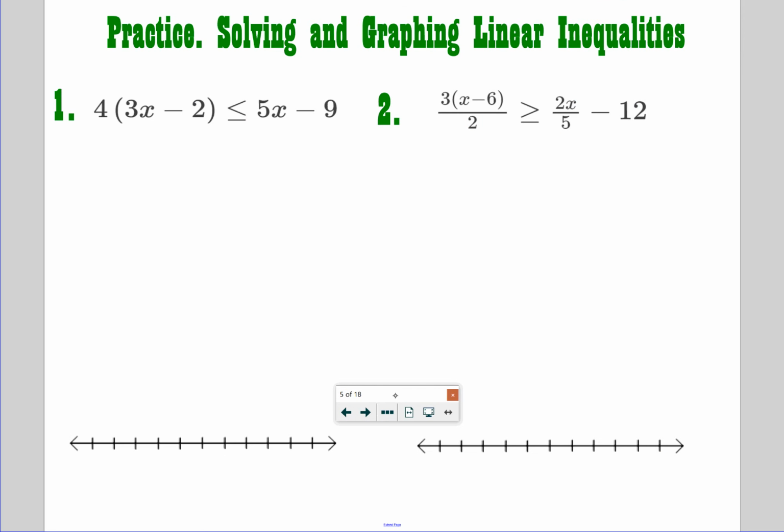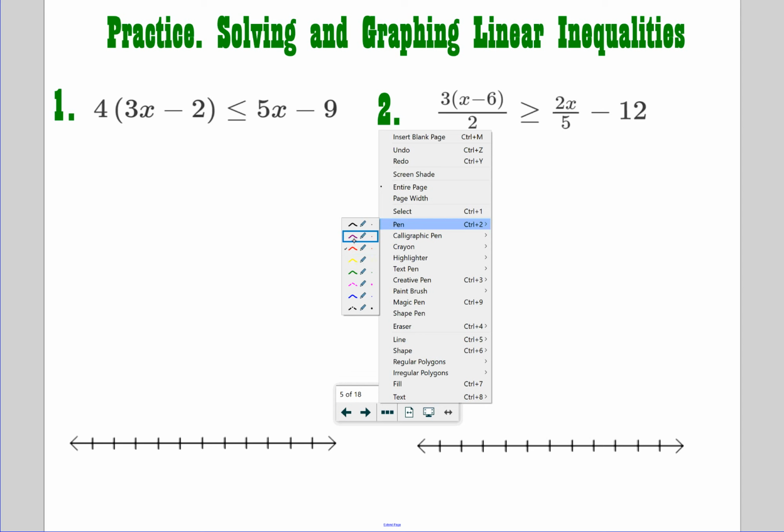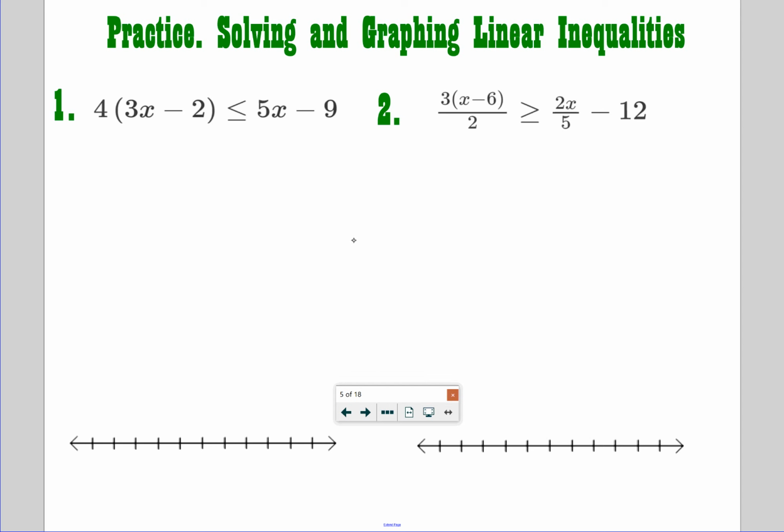Here are a couple to try on your own. All right, in number 1, we're going to distribute the 4 in. 12x minus 8 less than or equal to 5x minus 9.